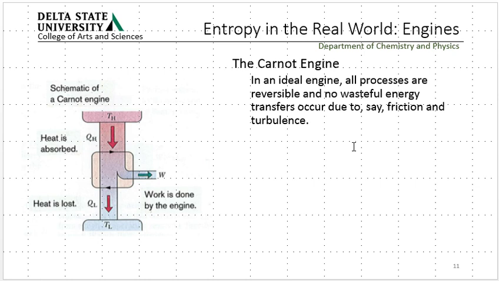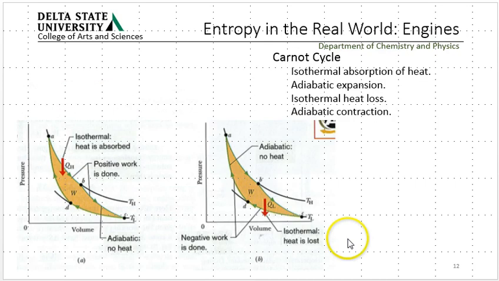A Carnot engine is an ideal engine, all processes are reversible and no wasteful energy transfer occurs due to, say, friction or turbulence, right? So nothing lost. Well, that's not where we live, but here is what a Carnot engine does. If you have a Carnot cycle, it has an isothermal heat absorption part, which is here from A to B. So isothermal means temperature is constant. Heat is coming in. We're expanding because heat is coming in.